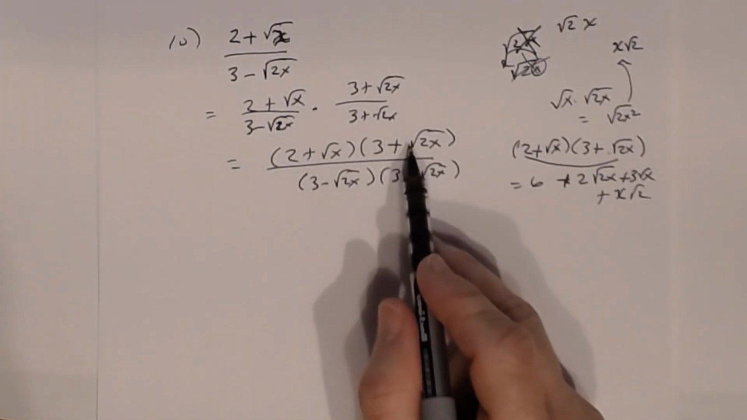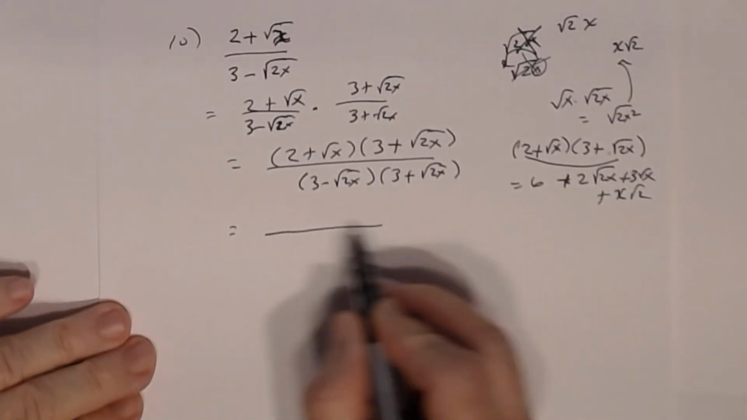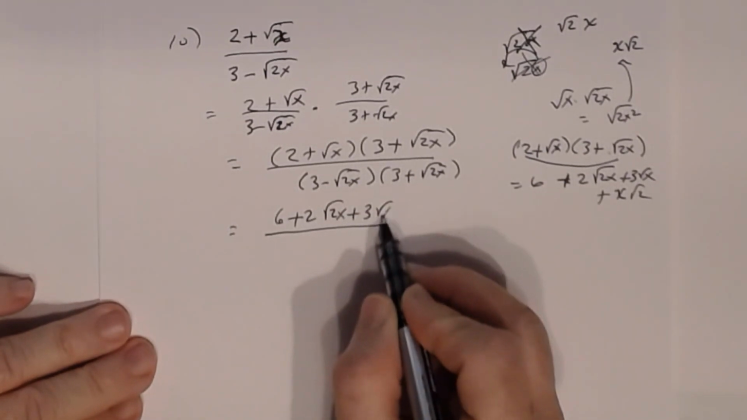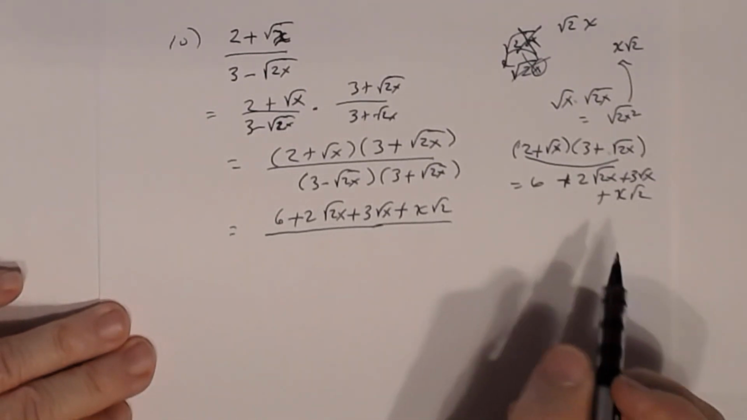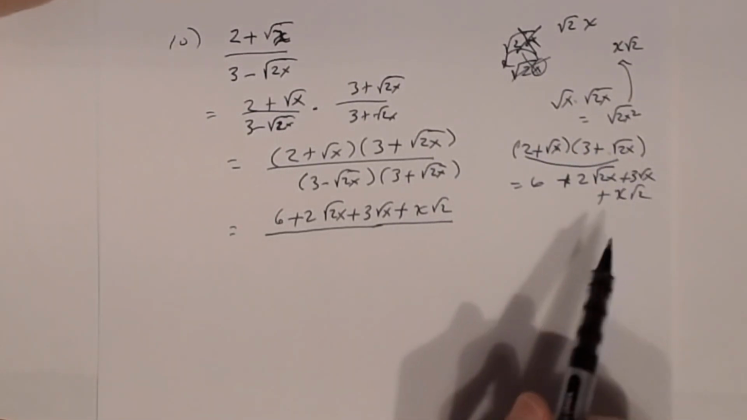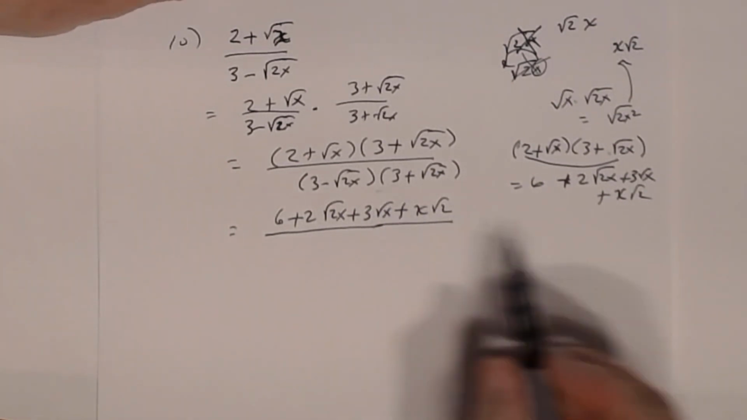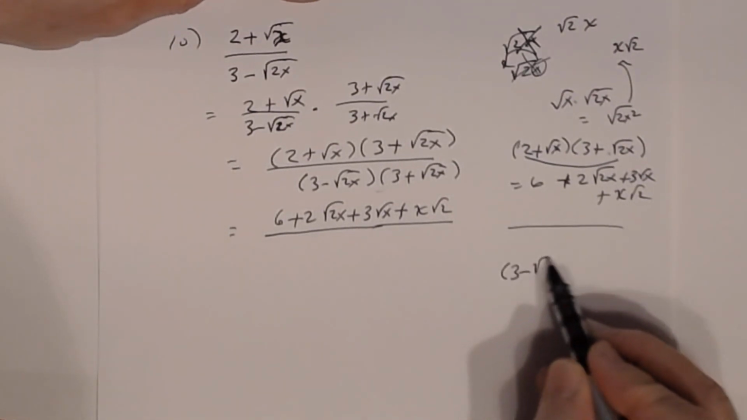So when I multiply this out, that becomes 6 plus 2 square root of 2x plus 3 square root of x plus x square root of 2. And notice there are all kinds of places you could have easily messed up. And then the denominator, remember those are conjugates now, so that's going to be a little bit easier to deal with.